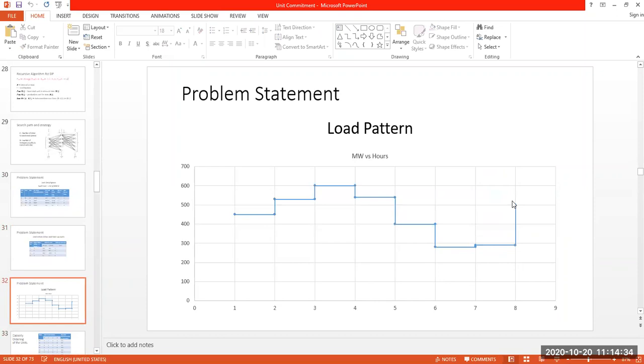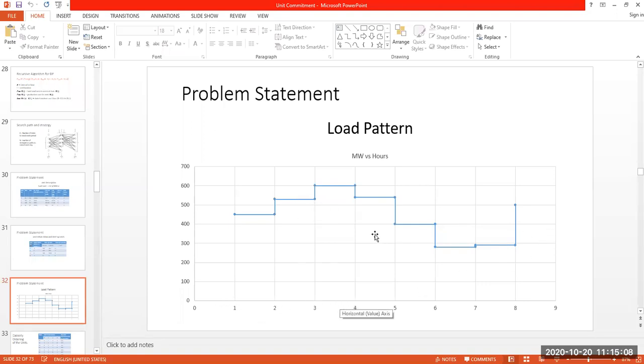Okay, so this is the load pattern. An 8-hour problem is given here, 8-hour duration, starting from hour number 1. As I said, we are sampling the load values after each hour. At hour number 1, the load value was probably 450. Then at hour number 2, it jumped to some higher value, higher than 500, probably 520 or something like that. Then within hour 2 and 3, the load was considered to be constant. So this is hourly basis load variation.